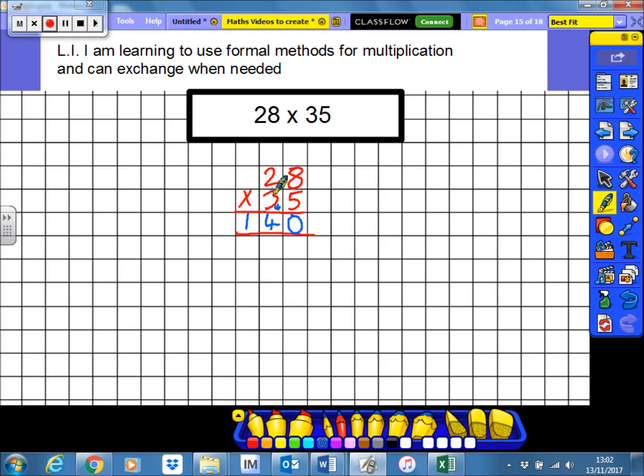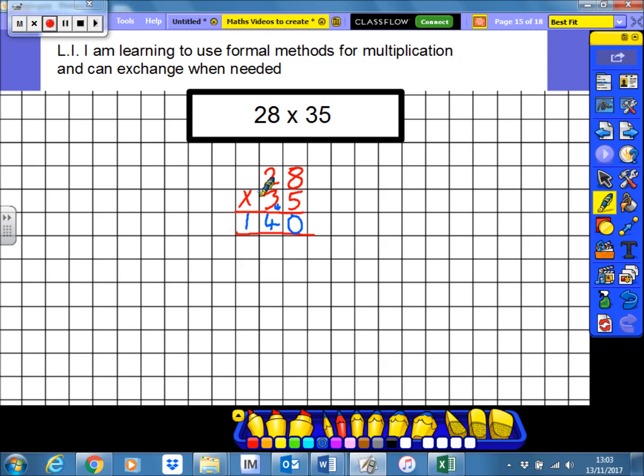But what we need to think about here is place value. This is not actually a 3. In fact, it's a 30. 30 is 10 times bigger than 3. And so our answers are going to need to be 10 times bigger.